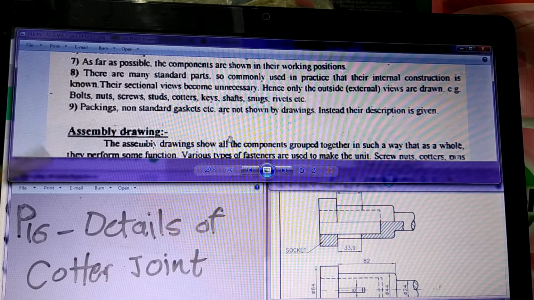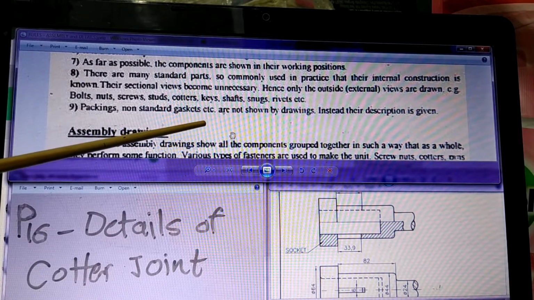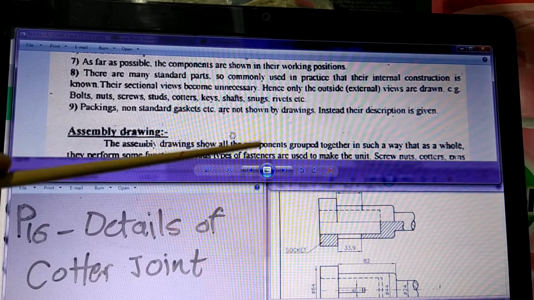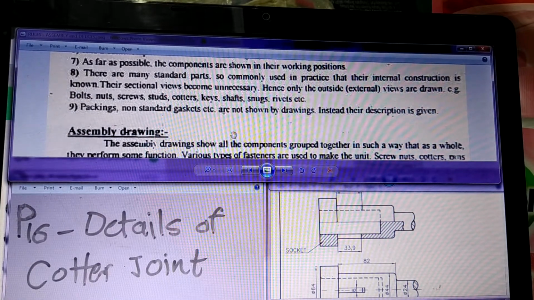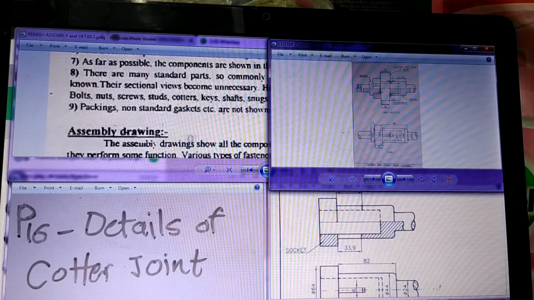Then certain things like packing material, gaskets, etc., are not shown by the drawing; instead their description is written. So same thing as what is written here. Like that, for all these standard parts you have to just write their description. So this is all about the rules which we have to observe.